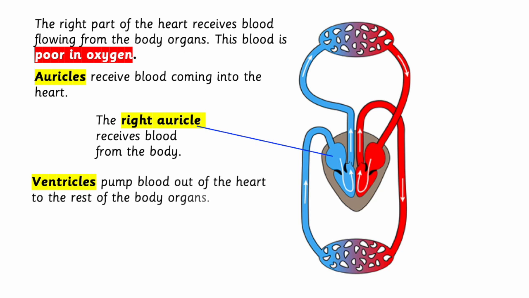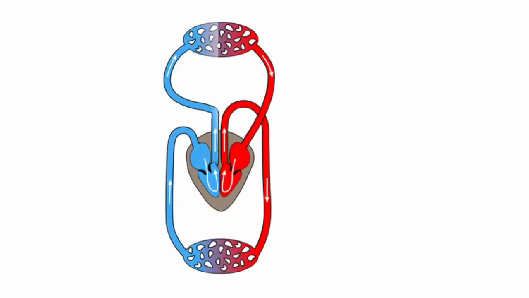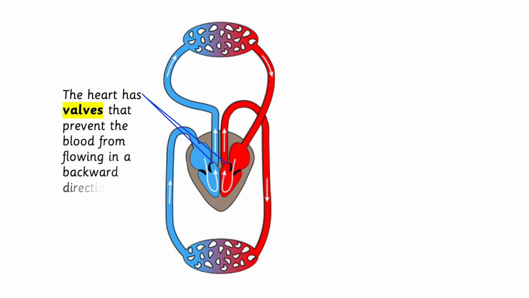Ventricles pump blood out of the heart to the rest of the body organs. The right ventricle pumps blood to the lungs. The heart has valves that prevent the blood from flowing in a backward direction.